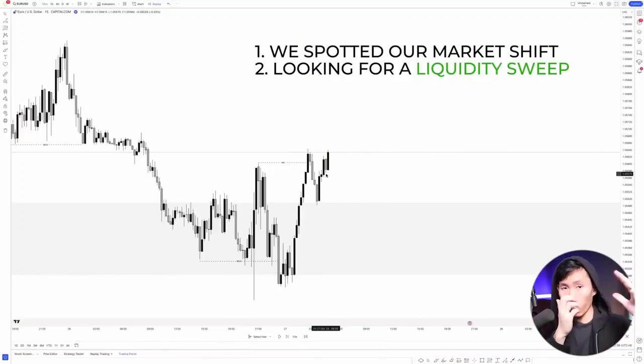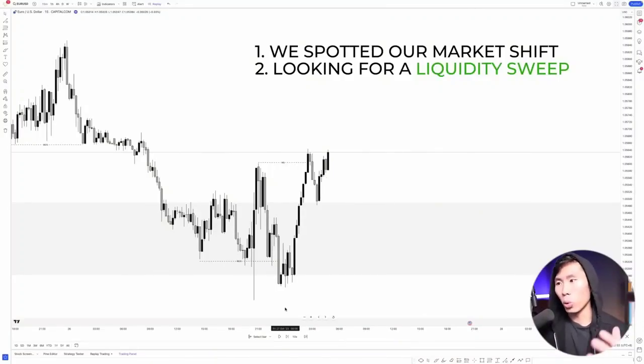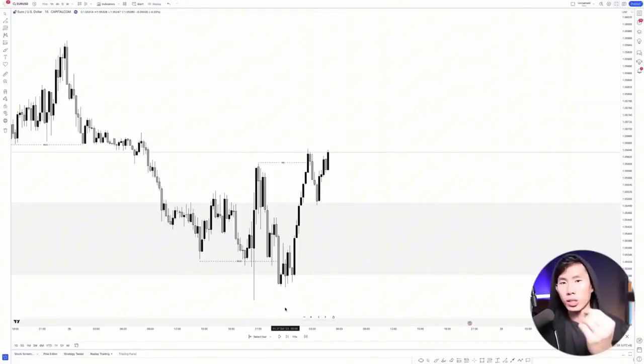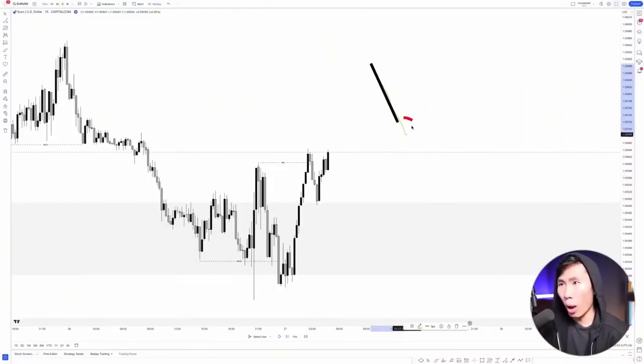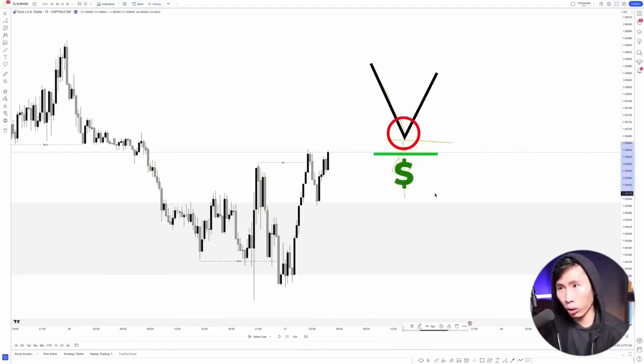The second criteria is that we want to look for some form of liquidity to be swept. And once again, you want to ask yourself, where is the available liquidity? And remember, I said that below every swing low, there is going to be available liquidity, right?